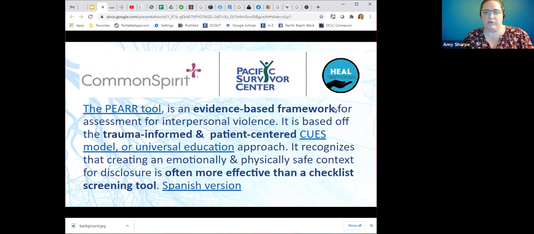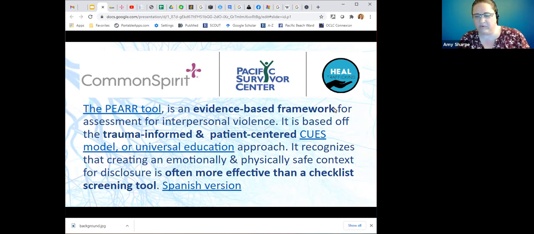This PEARR Tool was developed in partnership with Common Spirit, which was formerly known as Dignity Health. Some of you might be more familiar with that name, but they've been absorbed by Common Spirit. It was also developed with Pacific Survivor Center, which serves a whole spectrum of survivors of different types of violence, and Heal Trafficking, which is a physician-led multidisciplinary network that's addressing trafficking.